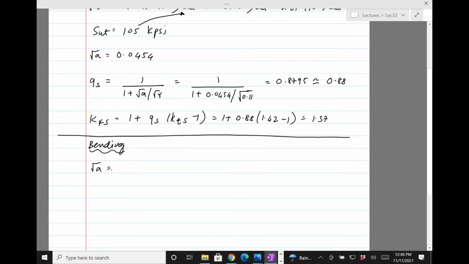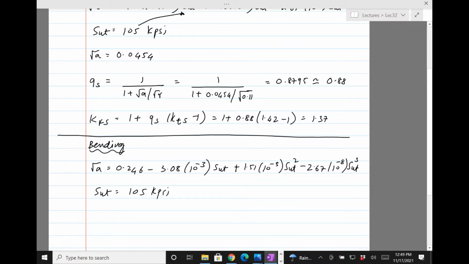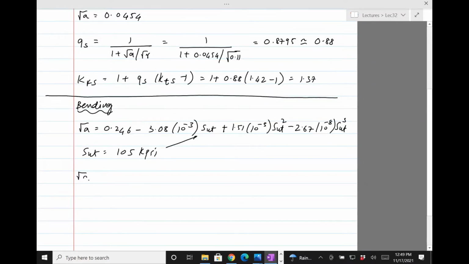So the formula for bending loads is 0.246 minus 3.08 times 10 raised to negative 3 SUT plus 1.51 times 10 raised to negative 5 SUT squared, minus 2.67 times 10 raised to negative 8 SUT cubed. We put SUT equals 105 kpsi in this equation to get square root of a as 0.0582.